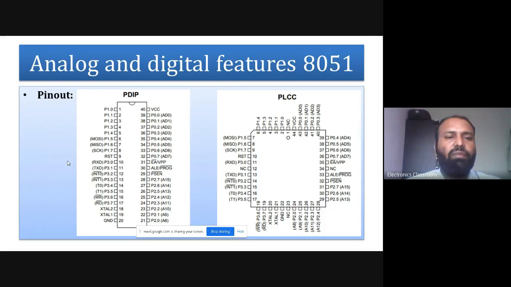Then the next pins, port 3.4 and port 3.5, pin number 14 and pin number 15. These two pins also have the function of timer 0 and timer 1. So these pins can be used for external clock pulse counting as well as for timer applications. Its own function is normal input or output.